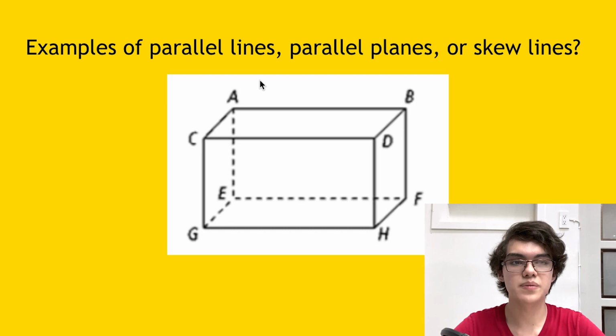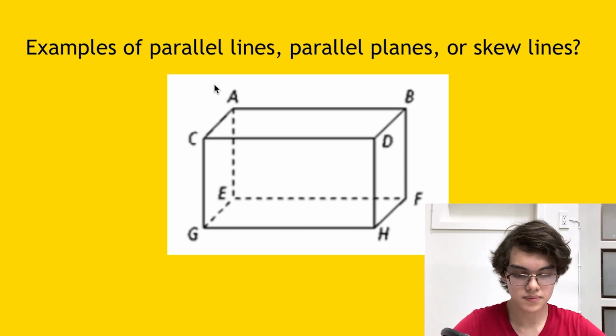So can you give me an example of parallel lines, parallel planes, and skew lines in this diagram right here? I'll give you a minute.